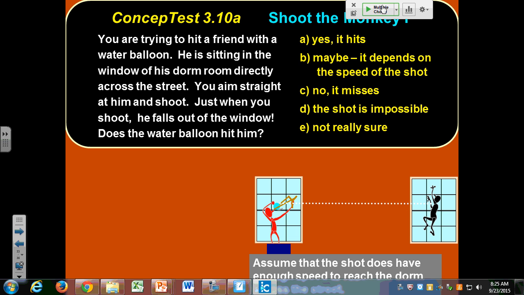All right, we'll make this our last one. You're trying to hit a friend with a water balloon. He's sitting in the window room directly across the street. You aim straight at him and shoot. Just when you shoot, he falls out of the window. So you shoot it in that direction. He's right here. But as soon as you shoot, he starts falling out of the window. What happens there?